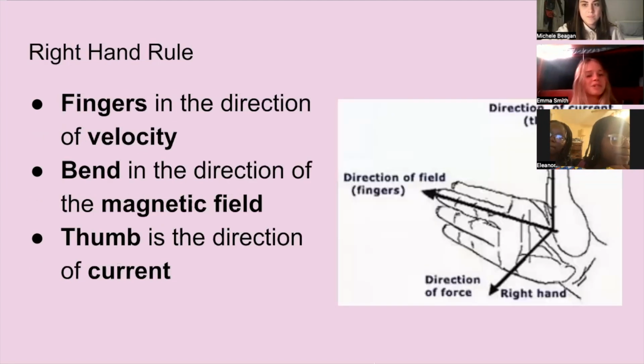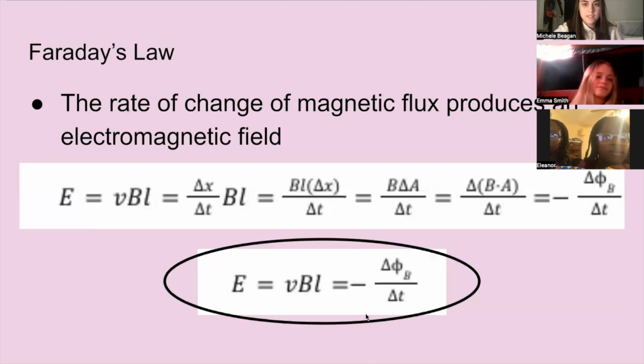First, the right-hand rule. To use the right-hand rule, you want your fingers in the direction of the velocity, bend them in the direction of the magnetic field, and you want your thumb in the direction of the current. Faraday's law: the rate of change of magnetic flux produces an electromagnetic field.